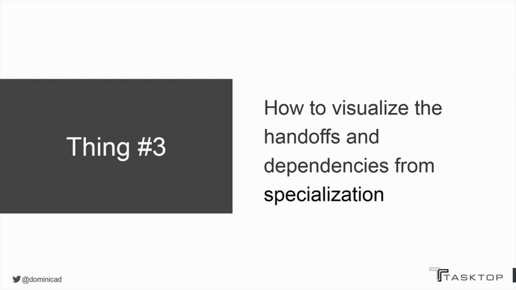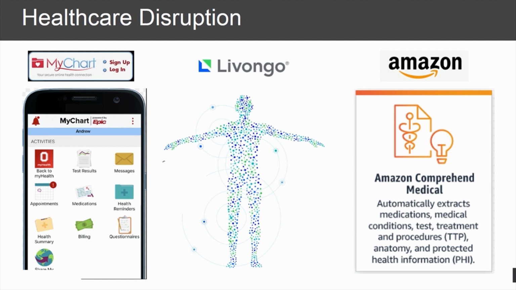In healthcare, we're seeing lots of disruption right now. Like MyChart, which is a secure online access to medical records, trying to keep everything in one place. We're seeing places like Livongo, which is a whole person platform. They're looking at the whole person, not just individual parts of the whole person. And then Amazon's in the game with their Comprehend Medical, where they're improving medical language processing with machine learning. They're trying to reduce time to process documentation. Things that used to take hours are now taking seconds for cancer patients.